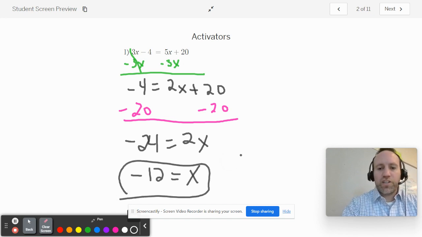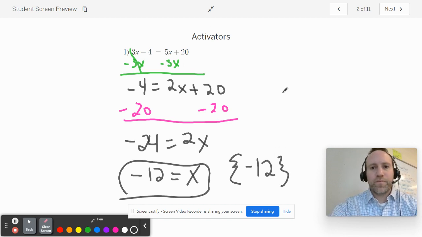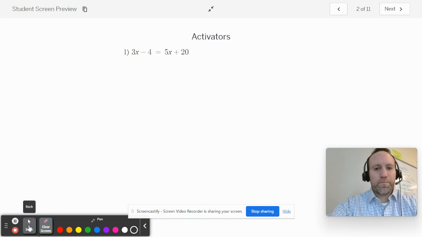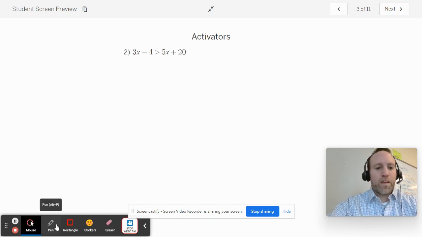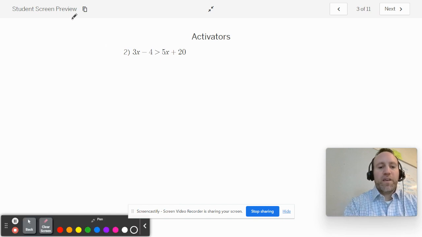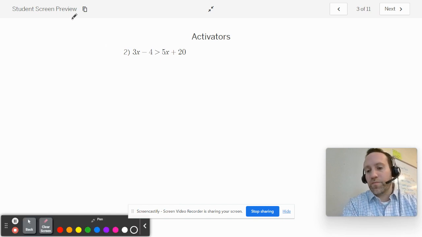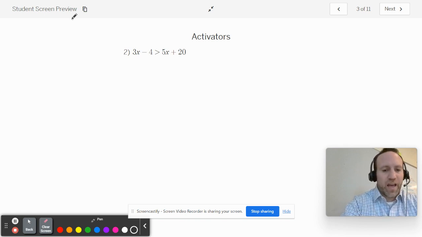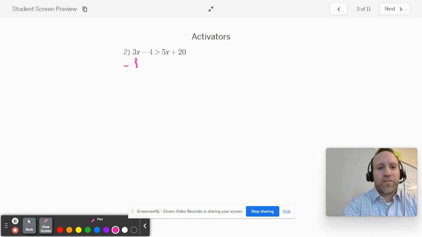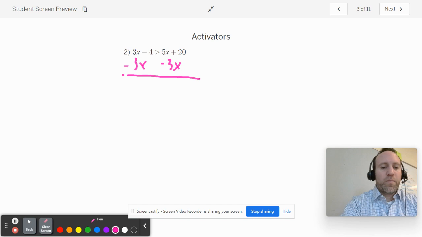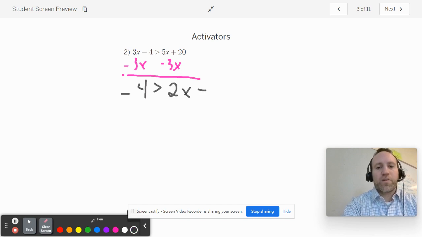To write that in set notation, you just go ahead and use your curly bracket, write -12, and curly bracket. In the next activator, we're going to be tackling an inequality symbol. So it's the same problem, but with inequality. So guess what? We follow the same steps. We're going to start by subtracting 3x from both sides. So we end up with -4 is greater than 2x plus 20.